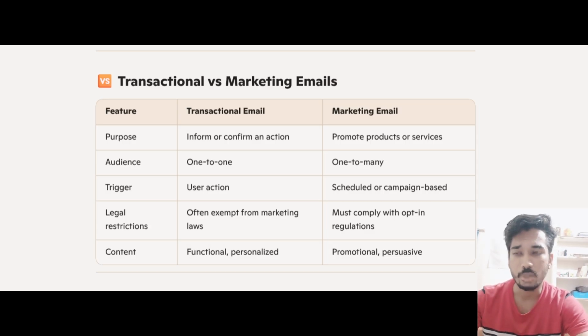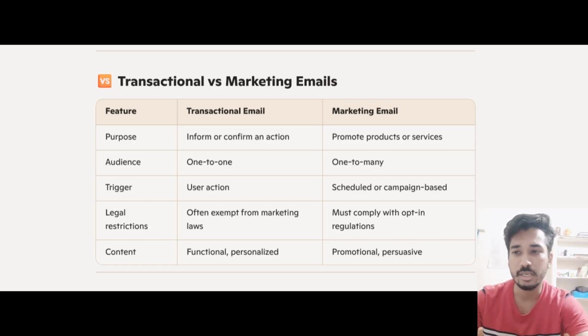Then we're talking about triggers. What triggers a transactional email is a user action. It can be anything. It can be the first time you logged into a particular place, or when you placed an order, or when you have cancelled an order. While with marketing emails, there is no such trigger. Basically, these emails are scheduled or sent whenever the campaign is running. So these are campaign based, you can say.